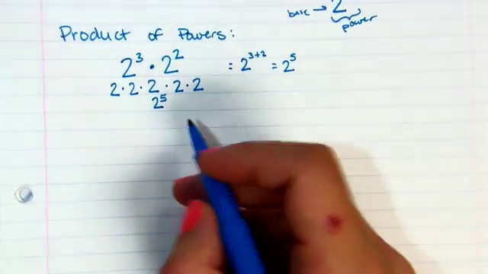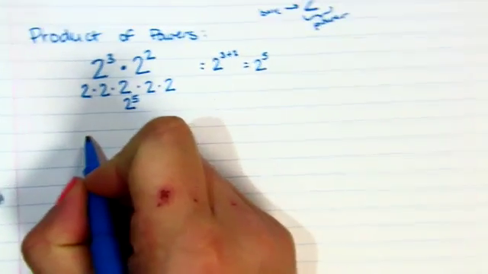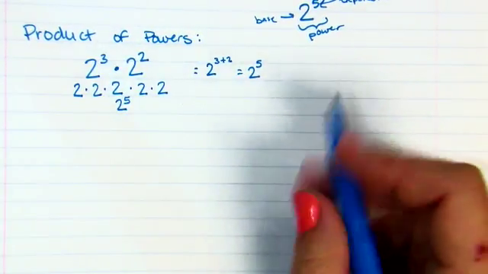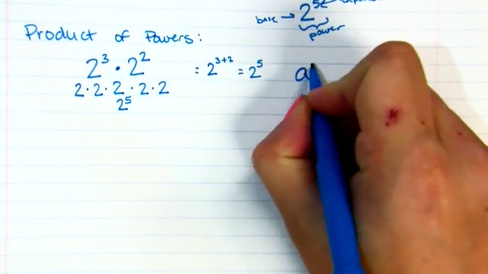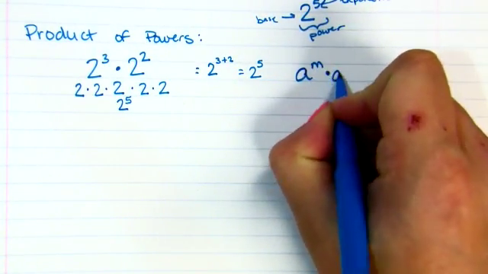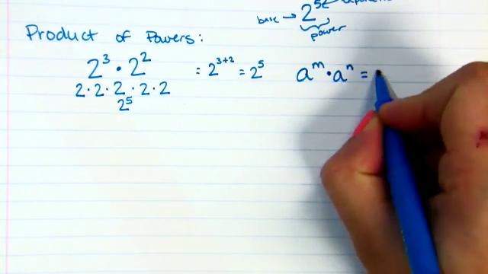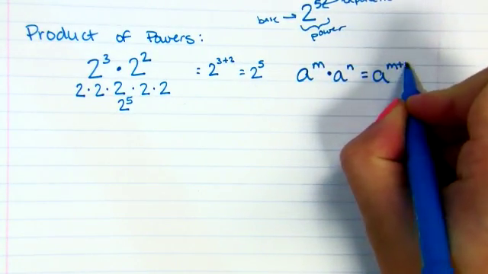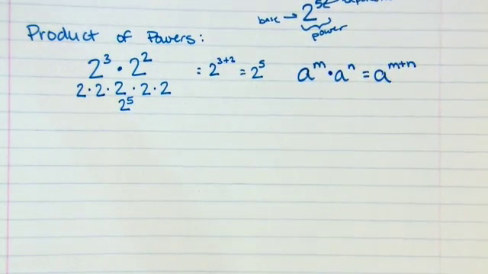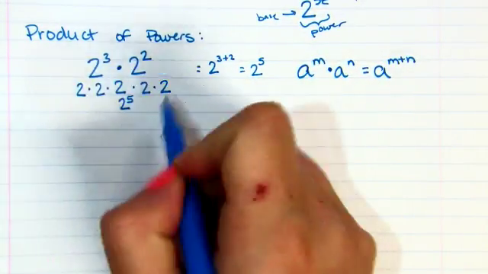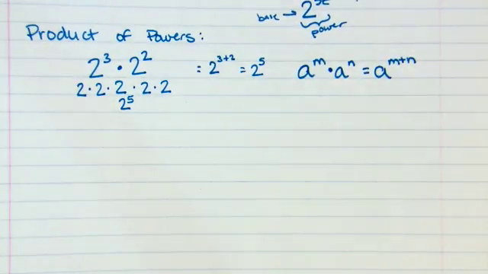So if, like in your book, they show it with variables or algebra, if I have a to the m times a to the n, so I have the same base here, this can always be simplified as a to the m plus n. If you forget, you can write it out this way, but it's good to remember that rule.